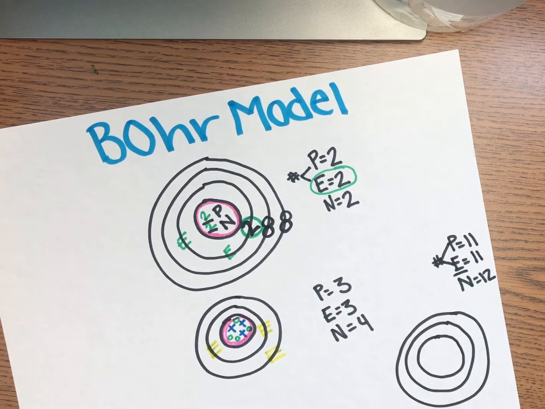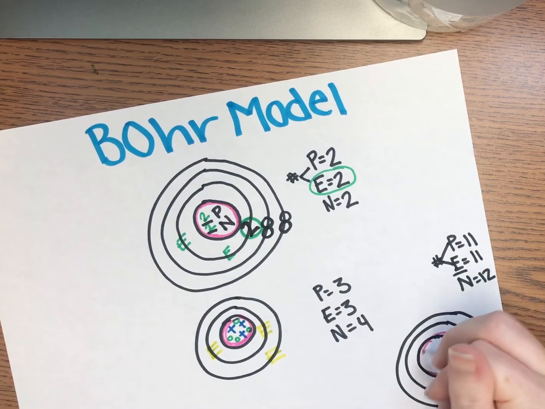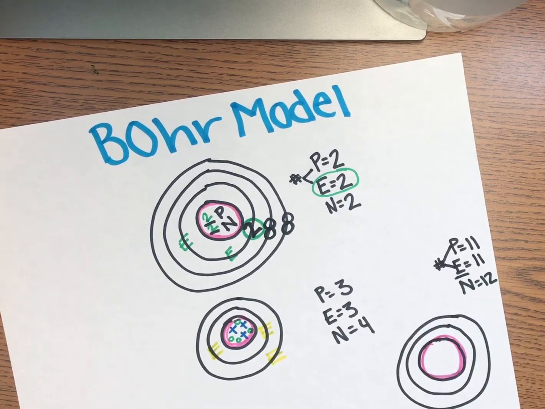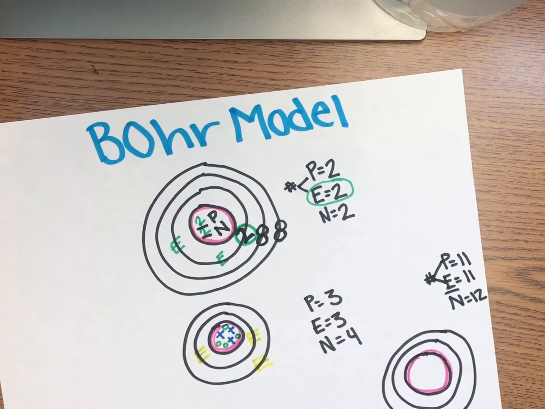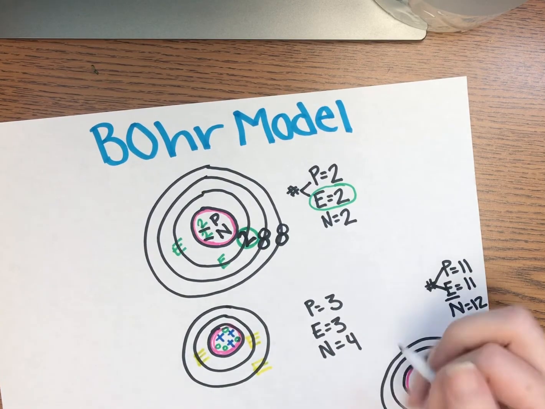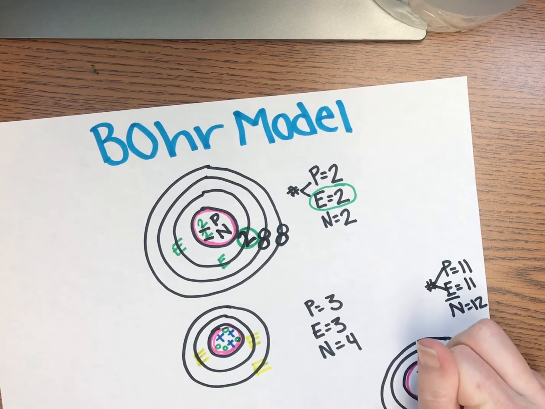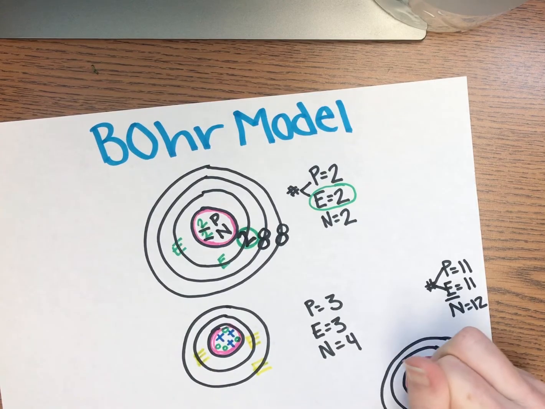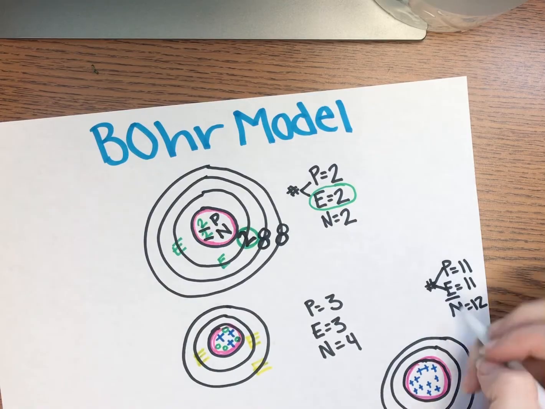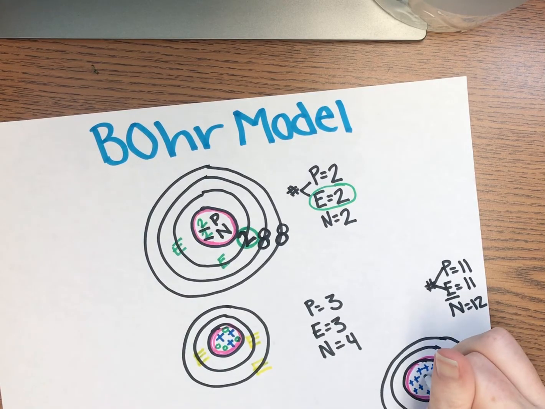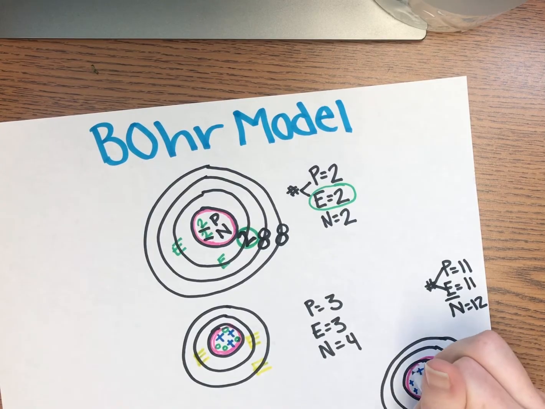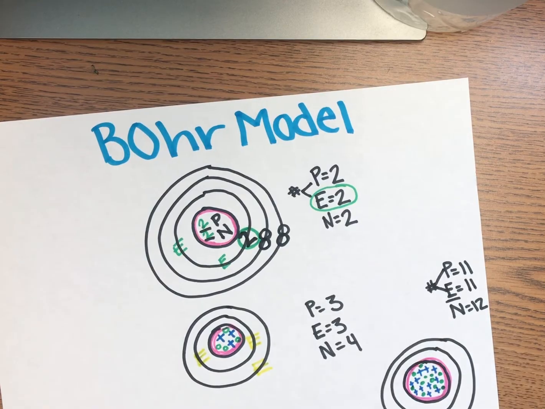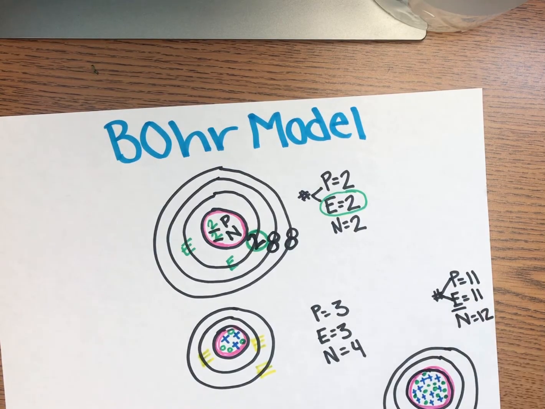All right, here in the center, in our pink nucleus, we need to put 11 protons. It's going to be a lot of protons, so make sure you draw small. 1, 2, 3, 4, 5, 6, 7, 8, 9, 10, 11. Then we need to put 12 neutrons. 1, 2, 3, 4, 5, 6, 7, 8, 9, 10, 11, 12. Now we have 11 electrons.